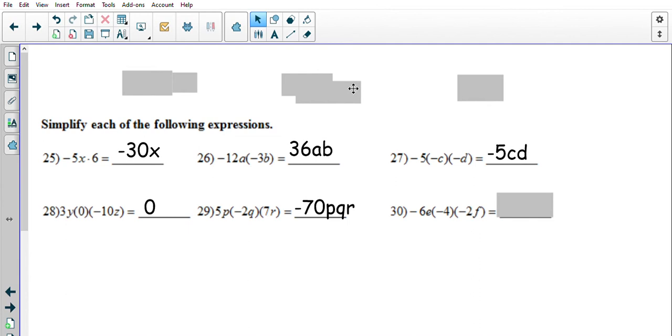Finally, from this group, number 30, we've got three negatives again. So our answer is going to be negative. I would do 4 times 2 to get 8, 8 times 6 to get 48. So we will have negative 48EF. Again, nothing challenging. It just looks really weird with all those variables mixed in, and that's understandable.